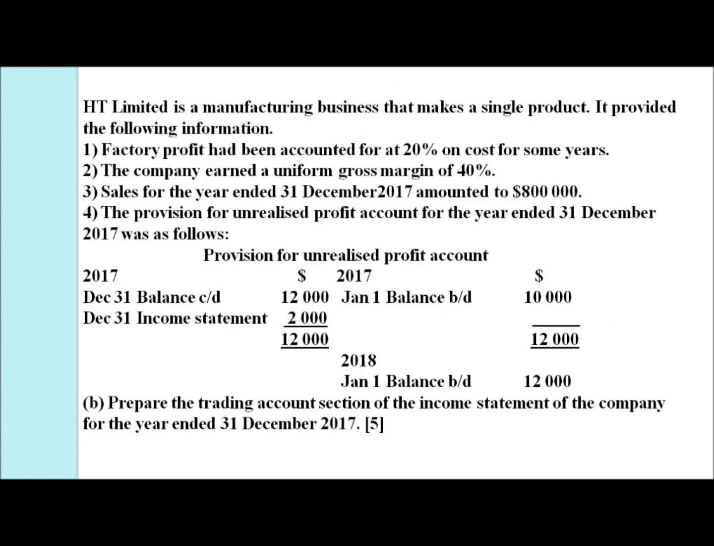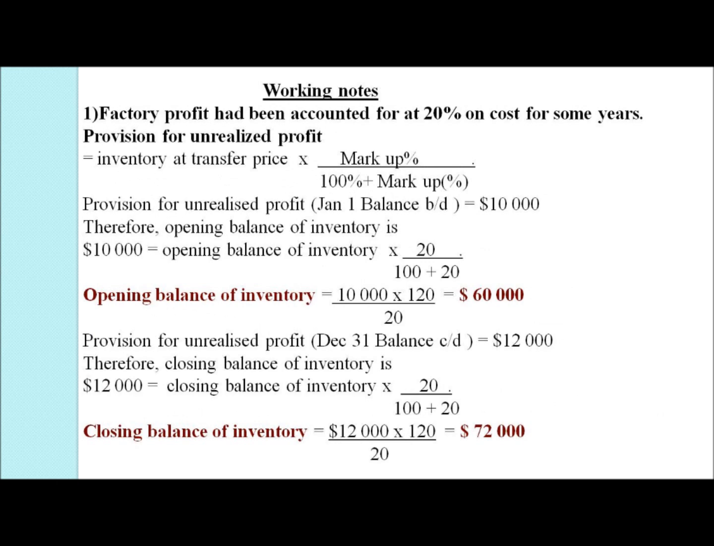The question gives us information about the manufacturing business, like the factory profit, which is a markup of 20% and remains the same for the last few years. Moreover, the gross profit margin is 40% and sales revenue is $800,000. The question also provides us the details about the provision for unrealized profit account, and we are asked to prepare the trading account section of the income statement.